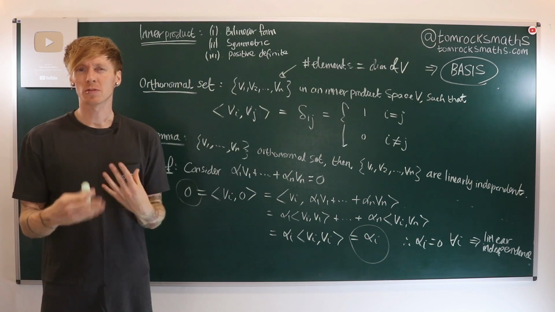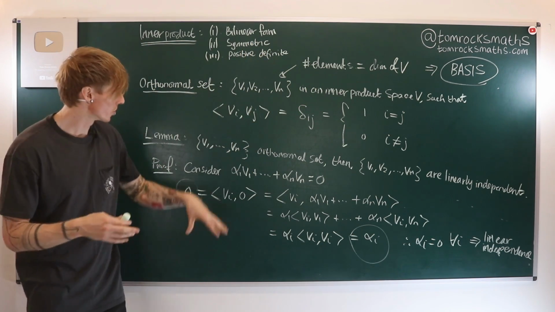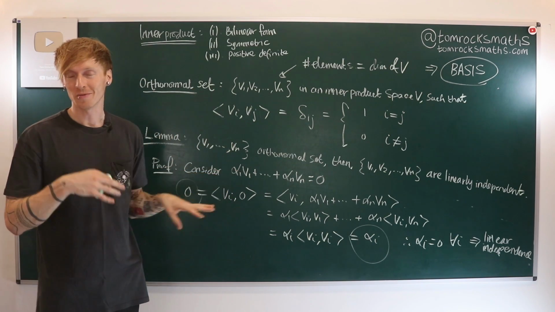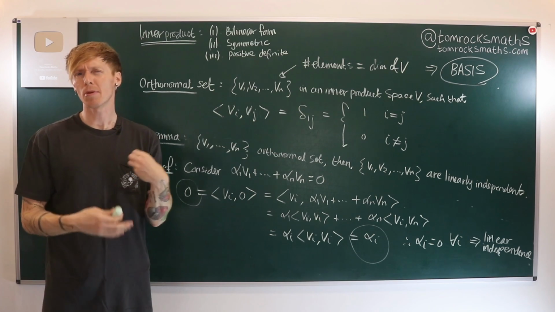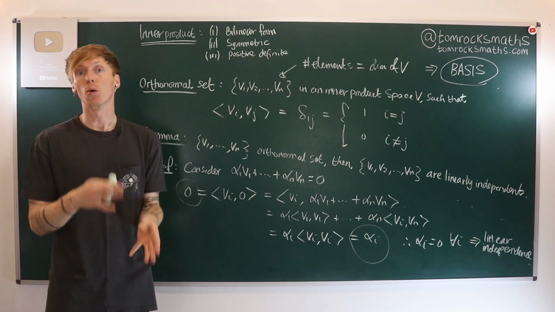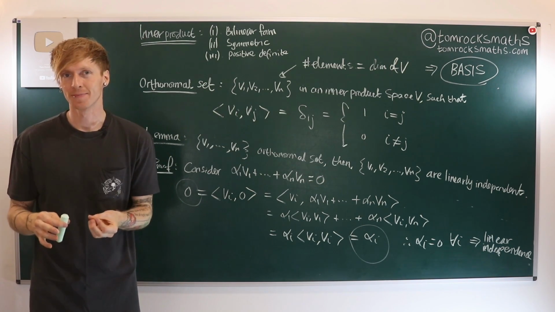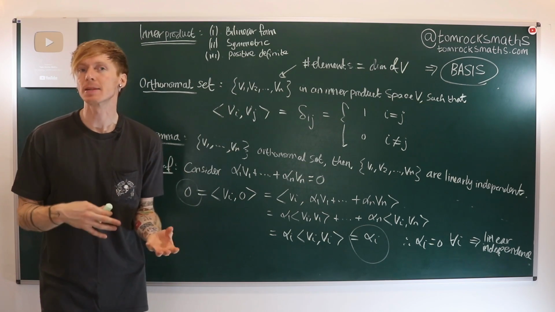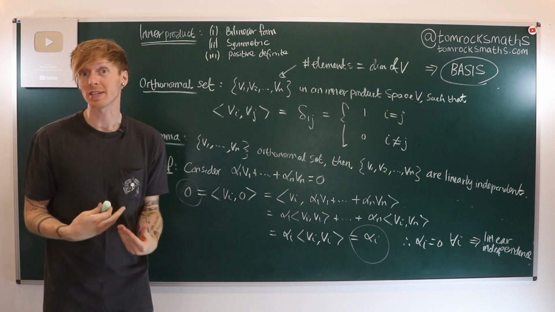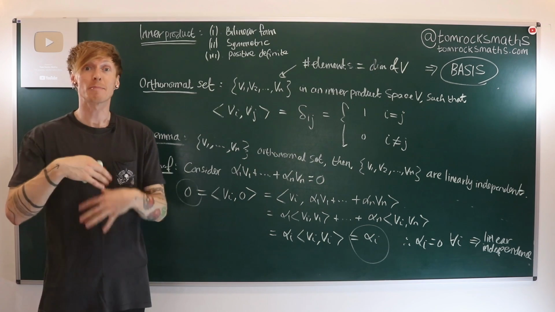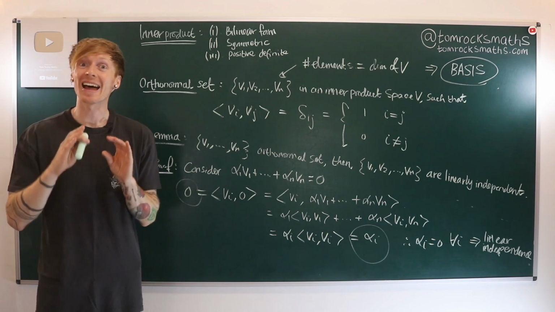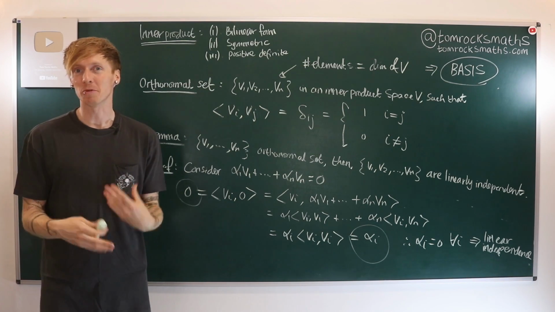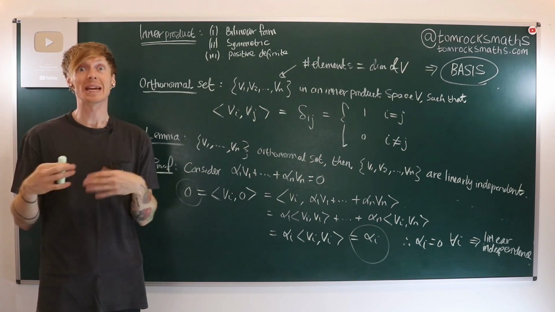Now there is a sort of converse result to this lemma, which says that any n-dimensional real inner product space has an orthonormal basis. And not only does it exist, but we can actually construct it explicitly via a process called the Gram-Schmidt procedure. And that is exactly what I will be covering in the next video in the Oxford Linear Algebra series.